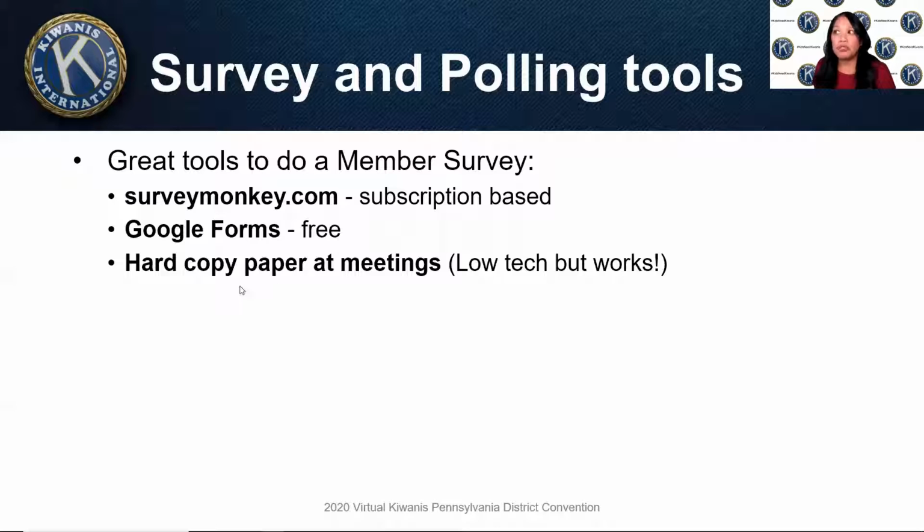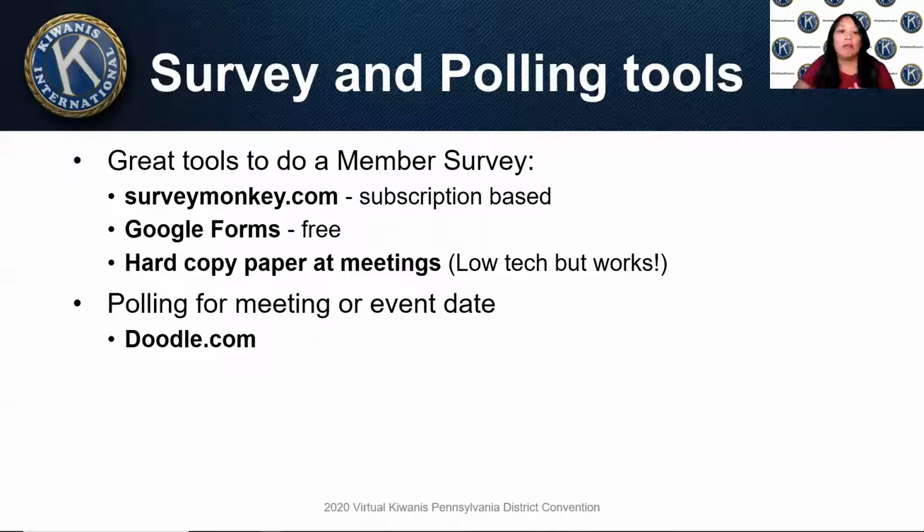Also, for member survey, you can also do a hard copy. You can go low tech, have the hard copy of your survey and just give it out at the meetings so people can do it. So there's different ways. You don't have to be super technical, but these SurveyMonkey and Google Forms, they already have templates there for you. So it's very easy to utilize that for surveys.